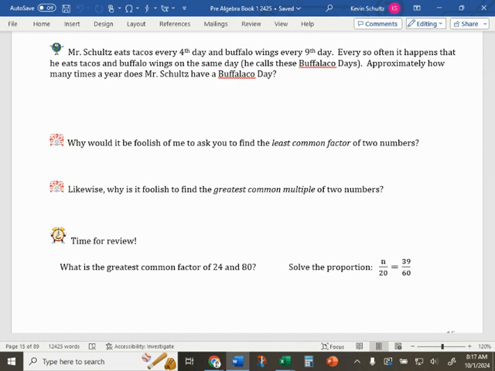A little hint on the buffalaco day question. At the very least, you know you're finding the LCM of 4 and 9. Those are the numbers there. It's the least common multiple section, so it makes sense. Then, what do you do with that? That's the challenge here. It's finding the LCM, yes, but then applying it to the question. If this represents how often I have a buffalaco day, the LCM of 4 and 9, and the question is approximately how many times a year does that happen? So it's finding the LCM, but then going one step further with that.